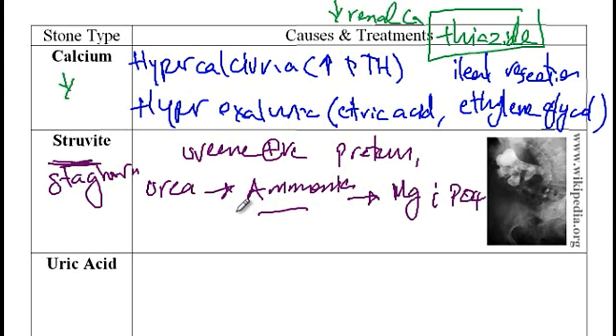So for the treatment of these patients, you will have to remove the staghorn renal stone via surgery and then give antibiotics to eradicate infectious agents in these patients.